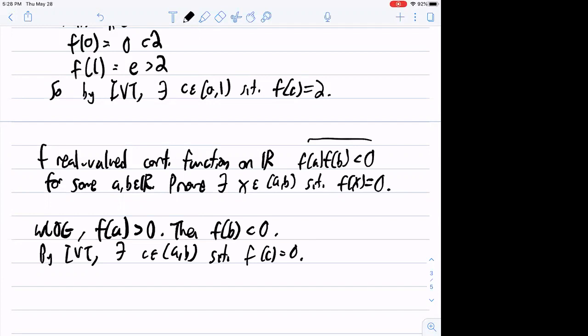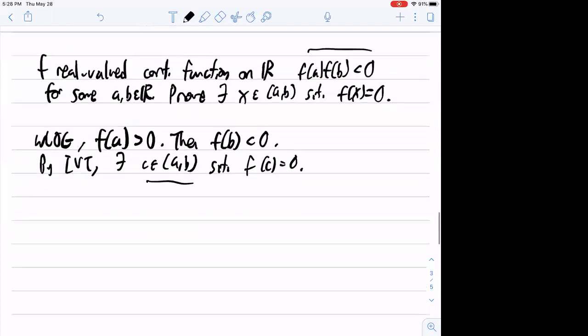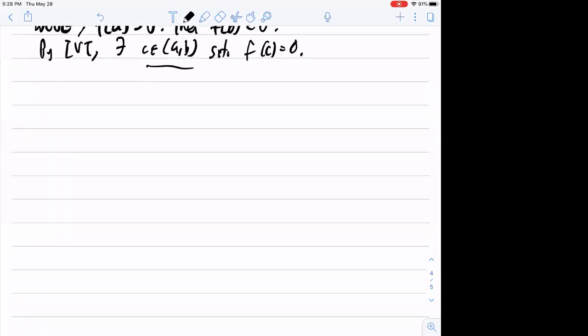Note, IVT does not tell you what C is. If I gave you some polynomial, you couldn't find the roots without a calculator. IVT just says a root exists. It doesn't tell you what the root is. It's just some point in (A, B). I don't know what it is, but I know there is one. Everyone good so far?